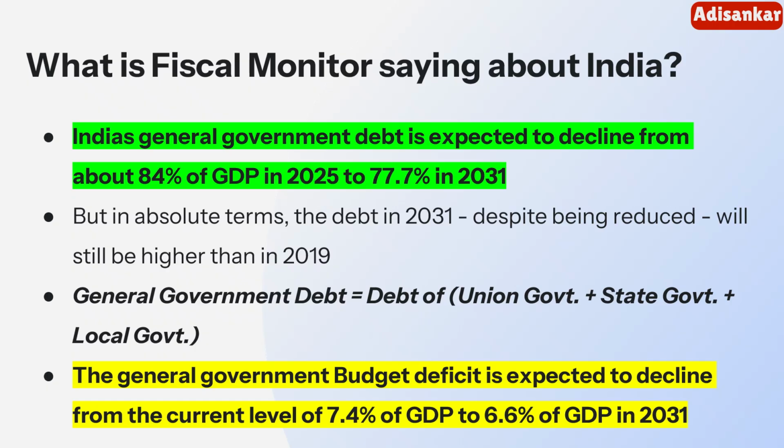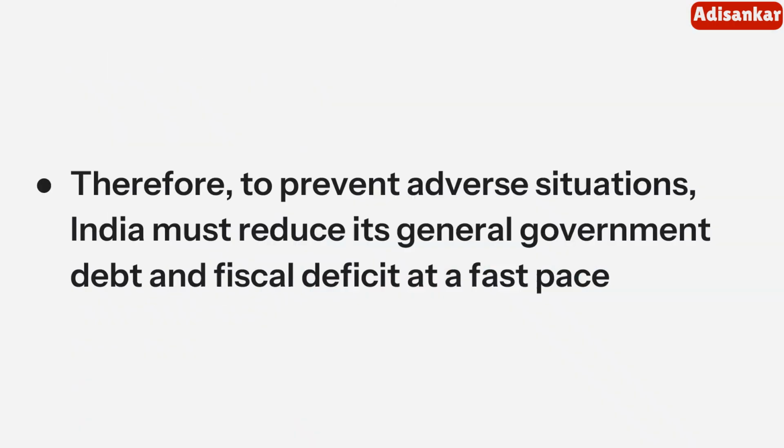The general government budget deficit is expected to decline from the current level of 7.4% of GDP to 6.6% of GDP in 2031. Why are this debt and deficit expressed as a percentage of GDP? Because it helps in easy comparison across the world. Therefore, to prevent adverse situations, India must reduce its general government debt and fiscal deficit at a fast pace.